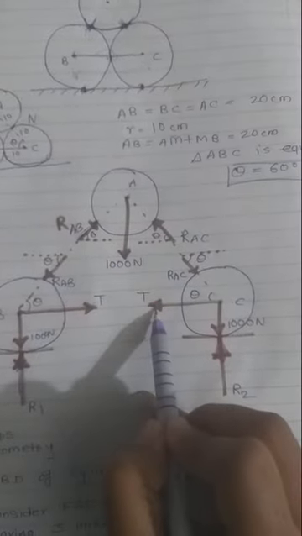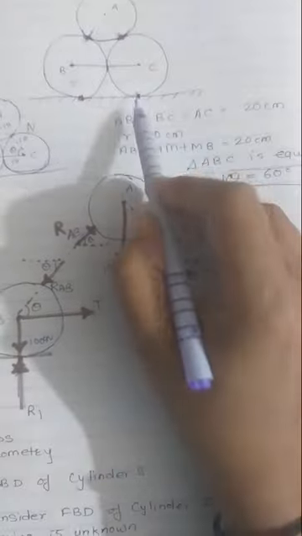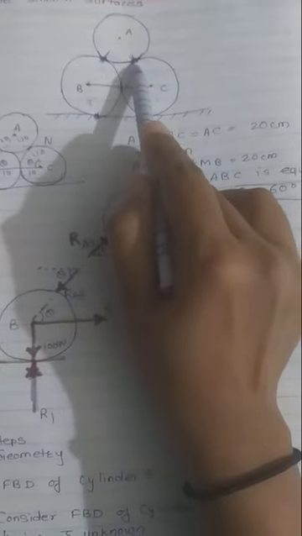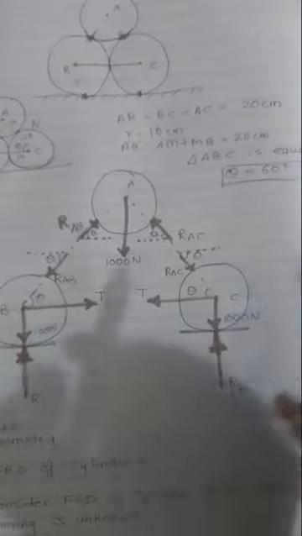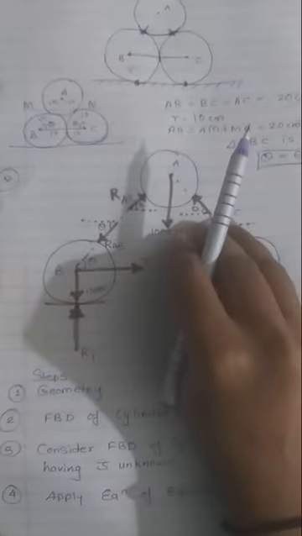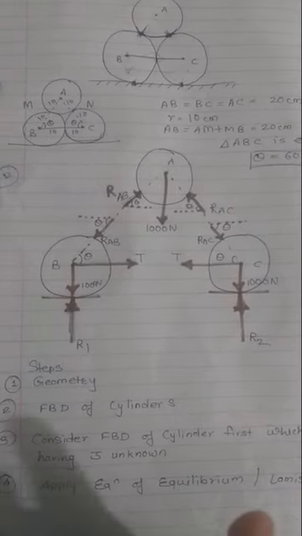The same thing is for the point C, the same, equal and opposite reaction. Okay, tension for this cable, normal reaction for the sphere, normal reaction for the surface, and the weight of the sphere. So this way we have shown all the FBDs of the cylinders. Now the next step is we have to consider the FBD of the cylinder first which is having the minimum unknowns.